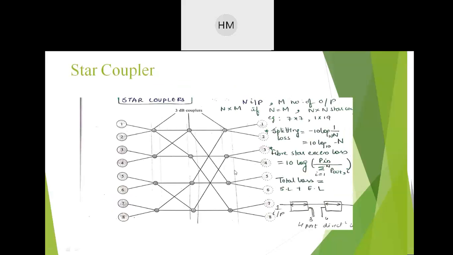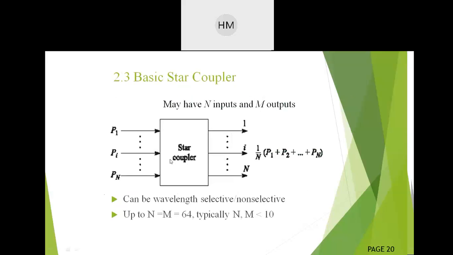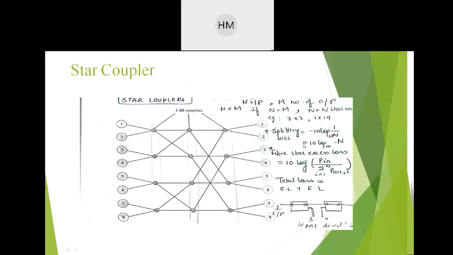Again, you can draw a star coupler example. This is a very basic example. एक block diagram है. This is the network of a star coupler, where we are having 8 inputs, 8 outputs. ठीक है? N number of inputs, M number of outputs. N cross M star coupler. If N is equal to M, N cross N star coupler you can design.